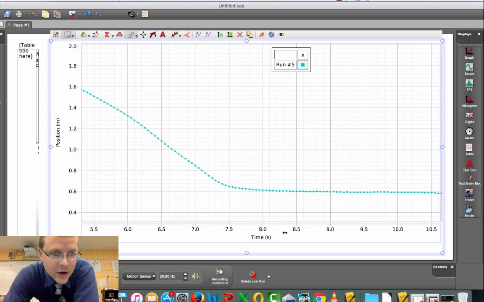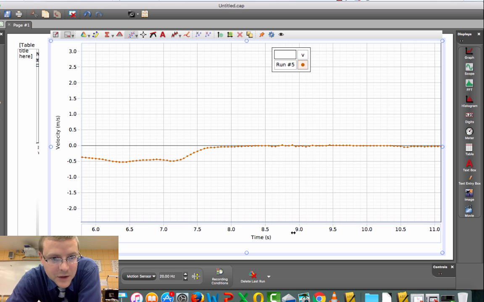Here's scenario 5. Walking back towards the sensor this time, but then stopping at around the 7.5 second mark. Here's my velocity graph for that again. I have negative velocity for the first few seconds, and then it goes to 0 when I reach around that 7.5 mark again. So negative velocity turns into no velocity when we reach that flat line.